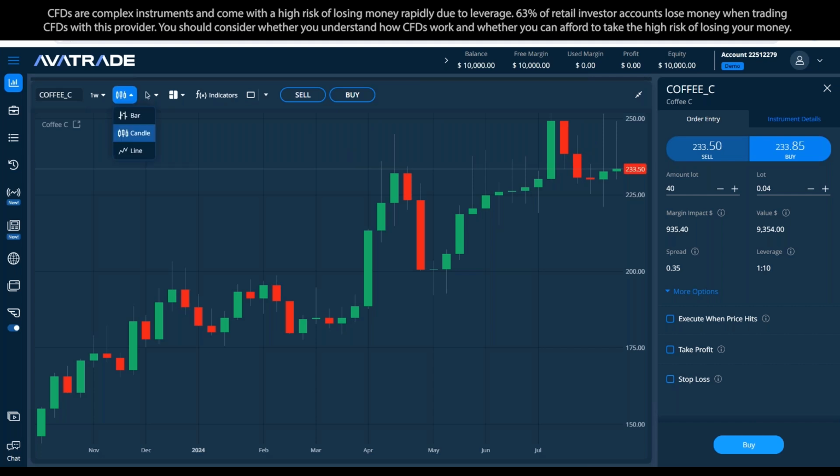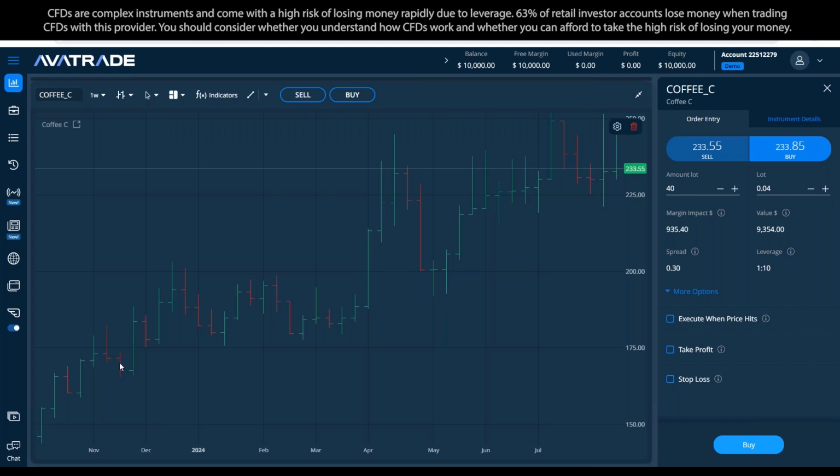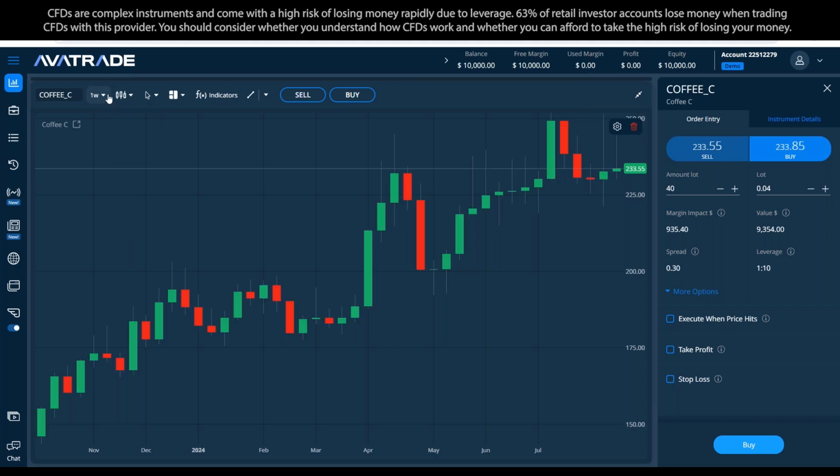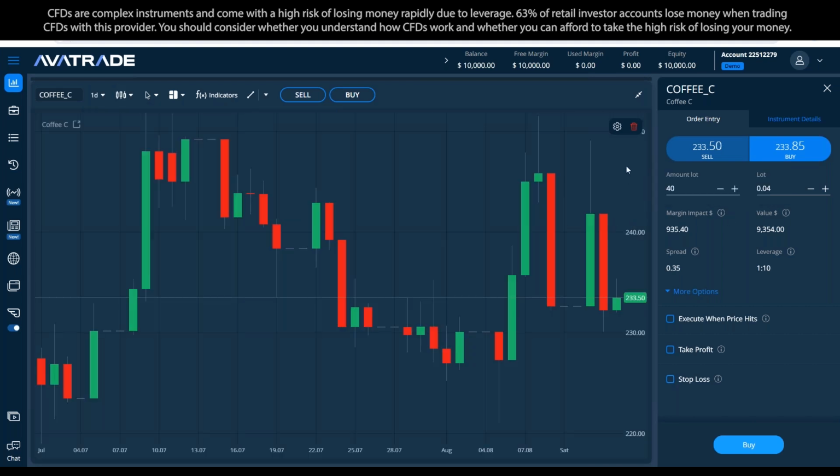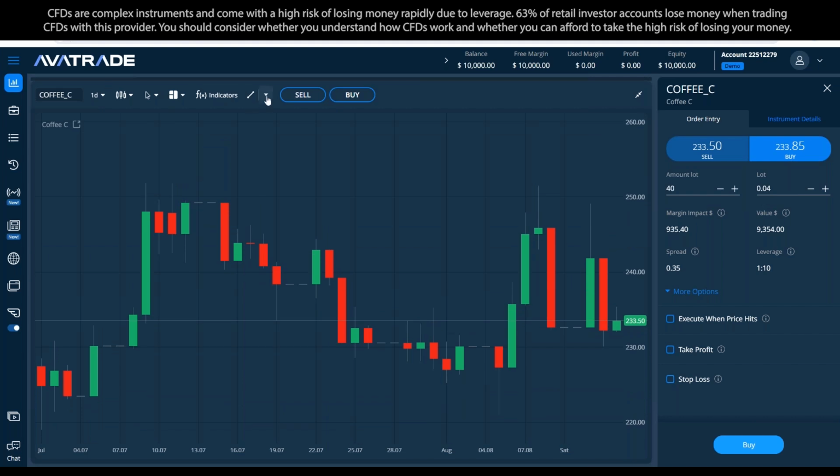If I keep going to the right, we have here a different shape of chart. We can go with a bar, or we can go with a line. Just remember that if you go with a line, you might miss things that you would have seen with the candles. For instance, let me mark it this way, then you guys will see. When I'm switching to the line, there are certain things on the chart here.